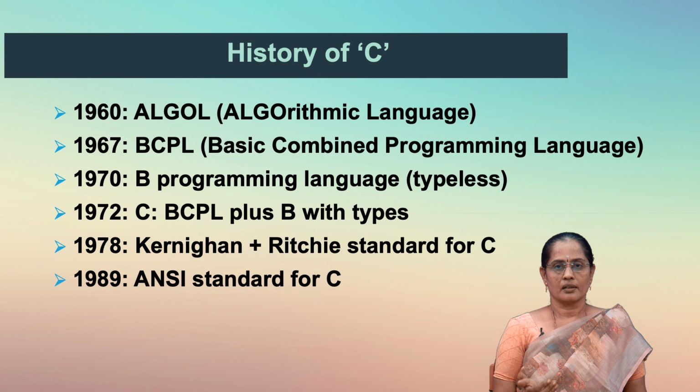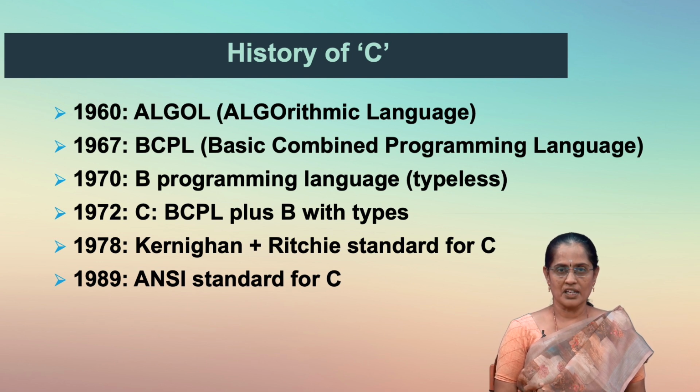And then Ritchie and Cunningham put together their efforts, and C was standardized as a programming language in 1978 and was standardized by ANSI, the American National Standards Institute, which has given the standard to the C language. That is why we are now able to use C as a standardized programming language.